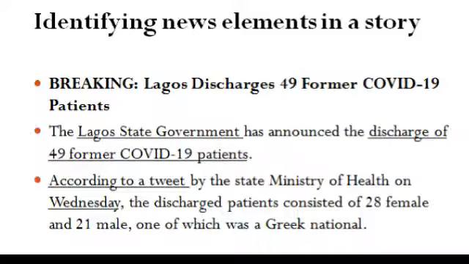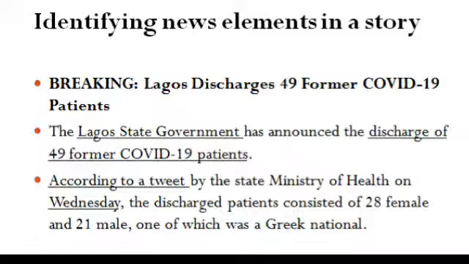The when here, let's look for the when in the 2 paragraphs. You find the second paragraph, you will see the when. Wednesday, that's the when. The why behind the story is, why were they discharged? Because they had recovered from COVID-19. That's the why. And then the how in this story talks about how they were discharged. From what we could see here, the announcement was made on Twitter. It was a tweet by the state government. So there is the how.